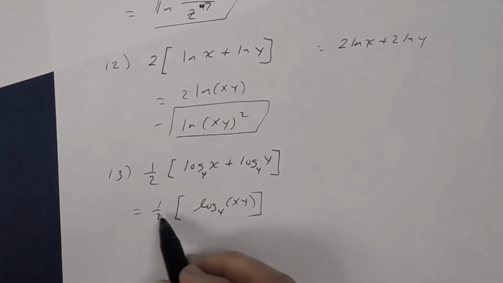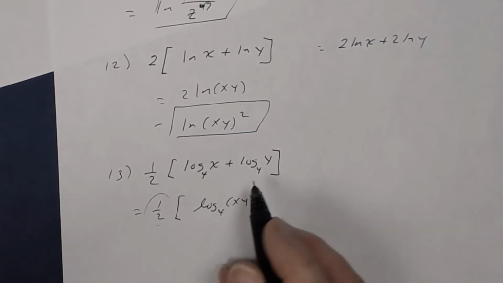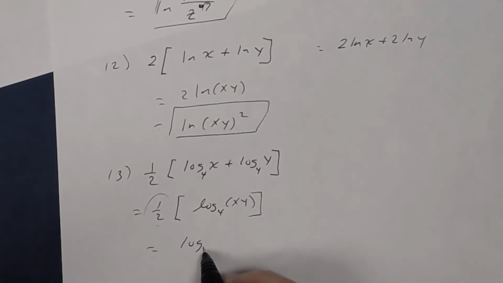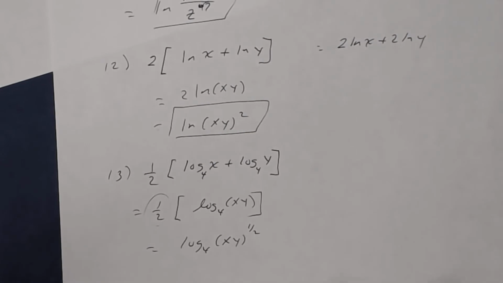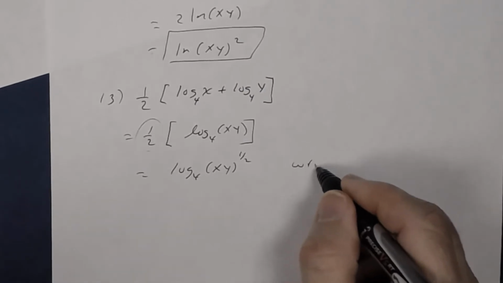And then I can rewrite this as an exponent, so that becomes the log base 4 of xy to the 1/2 power. But again, don't leave it as a rational exponent. You must write it back as a radical.